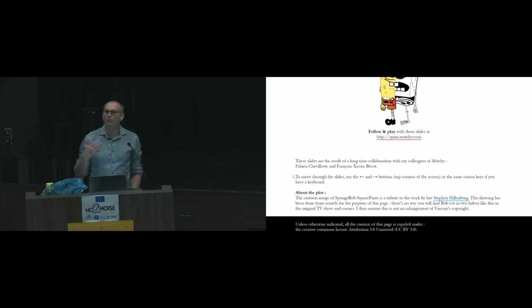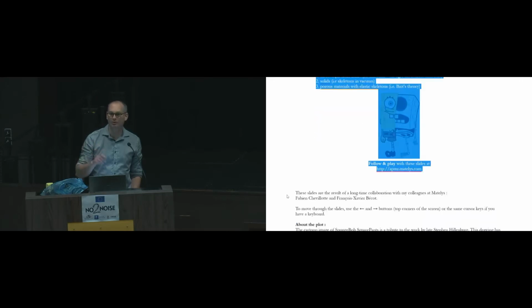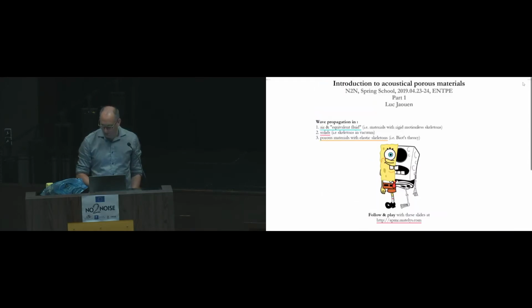If you want to move from one slide to another, you have two techniques. Either you use the arrow if you have a keyboard. If you don't have a keyboard, on a mobile phone or tablet, there are some very tiny arrows on the top left and right of the slides, and you can just click on them or tap on them, and you will go to the next slide.